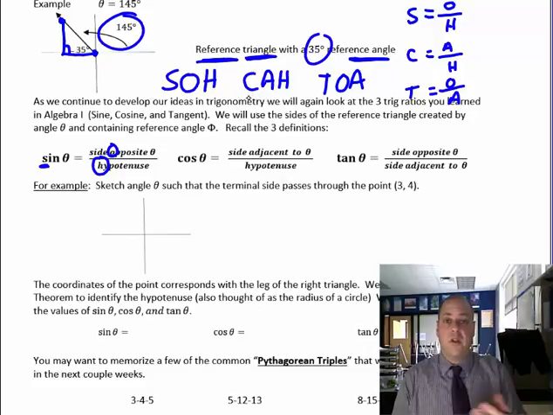When I was younger, we learned it as: Some Old Horse Caught Another Horse Taking Oats Away. There are lots of ways to remember these, but the bottom line is you need to know this. These are the definitions of sine, cosine, and tangent.